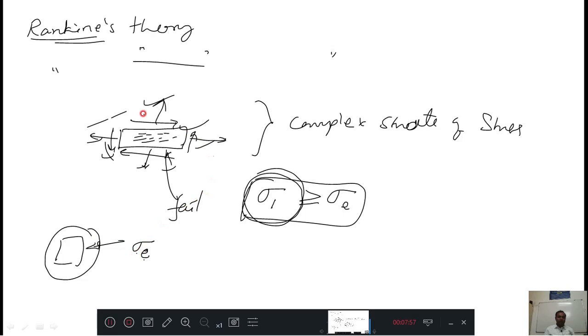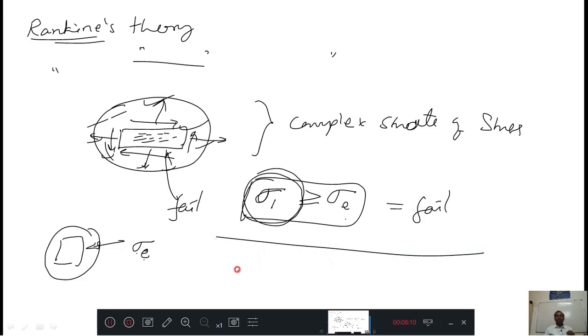And if you calculate sigma 1 for the combination of loads which you applied, and sigma 1 is greater than sigma E, then the material will fail. For the material not to fail, what do you need to do? The material should not fail, right? If you are a very good designer, then the material should not fail.